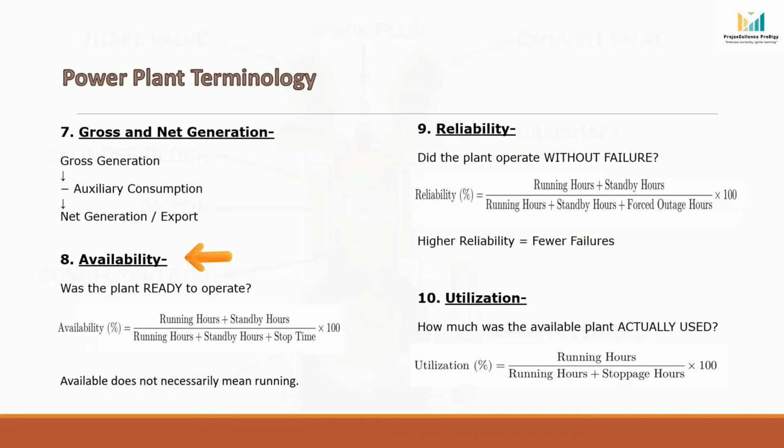First term is availability. In simple words, availability tells us whether the plant was ready and capable of generating power when required. Availability considers both running hours and standby hours. Why? Because even though the plant is not generating during standby, it is still healthy and ready to start when required. The formula is availability equals running hours plus standby hours, whole divided by running hours plus standby hours plus stop time, multiplied by 100.